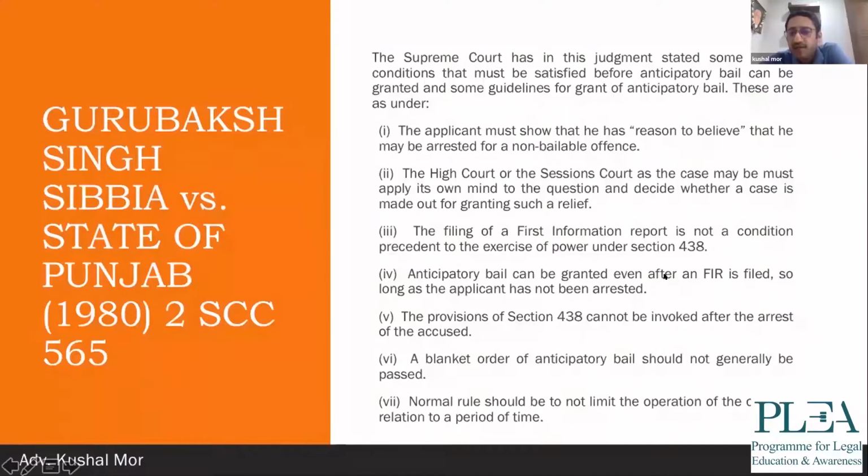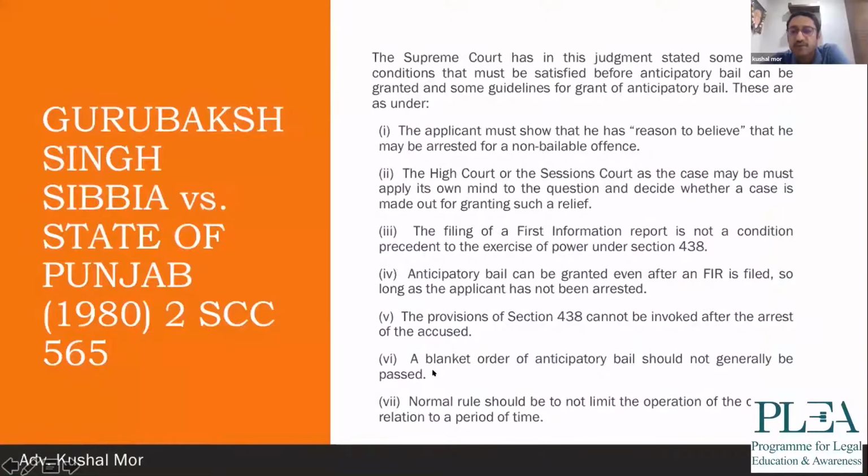Anticipatory bail can be granted even after an FIR is filed, so long as the applicant has not been arrested. I think that's clear that once you are arrested, of course, your relief of anticipatory bail is infructuous, has no meaning, and cannot be invoked after arrest.